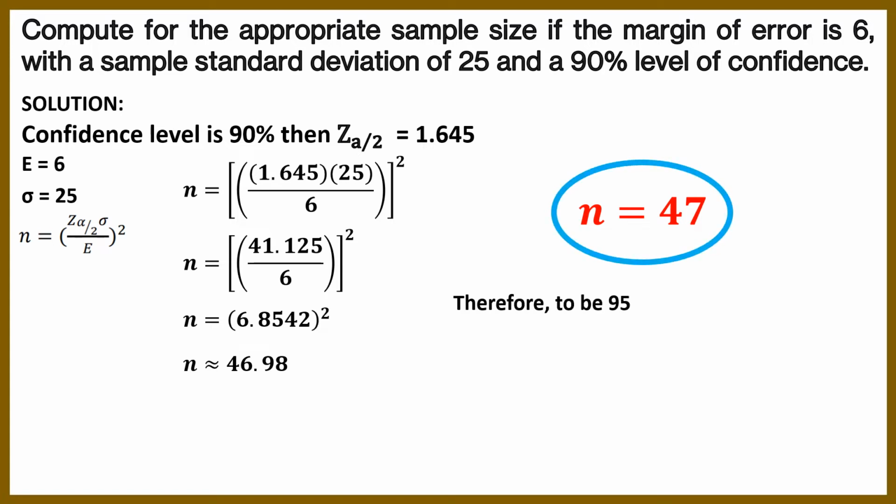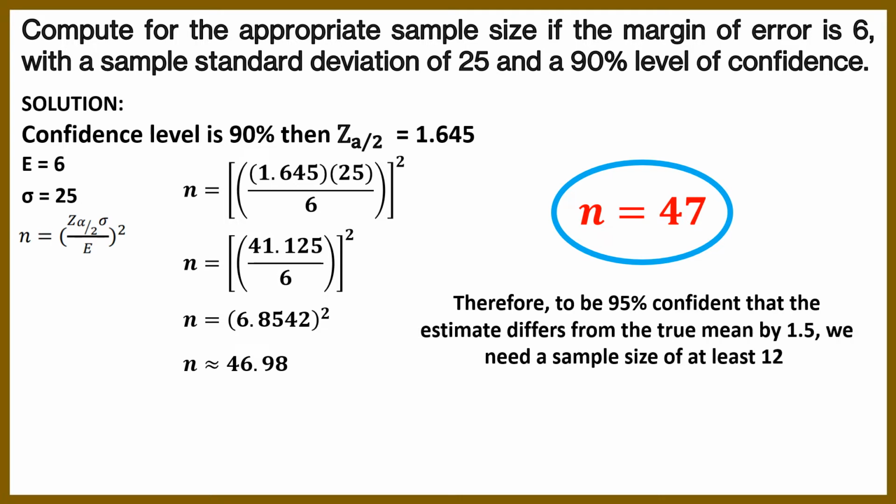Therefore, to be 95% confident that the estimate differs from the true mean by 1.5, we need a sample size of at least 12. Okay, next.